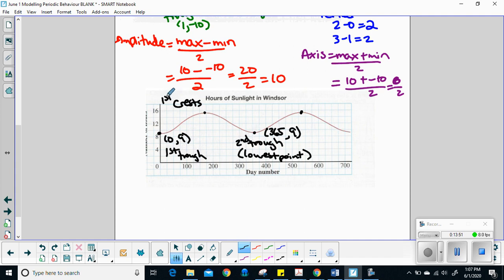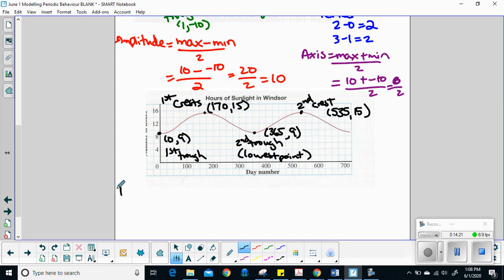Here's our first crest. Here's our second crest. And they both have y values, I'd say, of 15. This, I would say, is about 535 and 15. And here, I would say, oh boy, that's a tricky one to read. I think I'd say that's at about 170 in my x-axis, 170, 15. So there's my crest, there's my troughs.